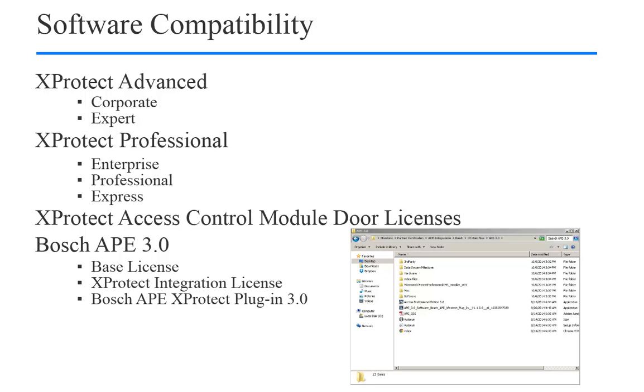When you purchase the APE software, this plugin should be included in the CD-ROM along with all the other required components. The Bosch software is compatible with standard Windows operating systems, from XP to Server 2008. We tested the system on both Windows 7 and Server 2008. For additional information on software compatibility, please refer to the support contacts listed at the end of this video.